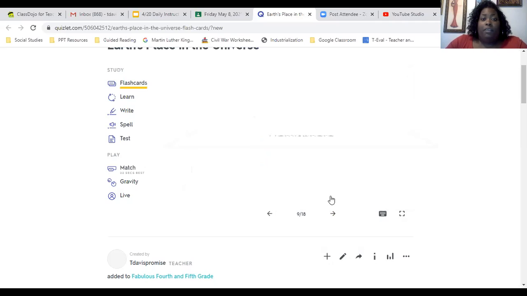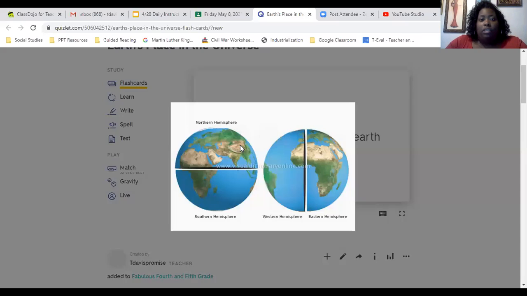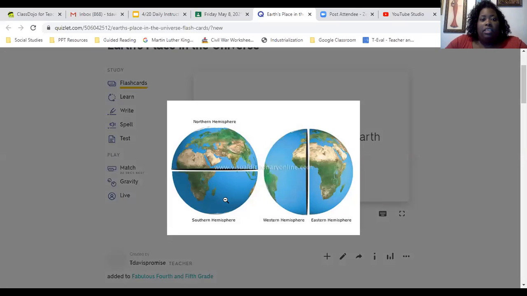All right, hemisphere, half of the Earth. This is the northern hemisphere and the southern hemisphere. This is the western hemisphere and eastern hemisphere.